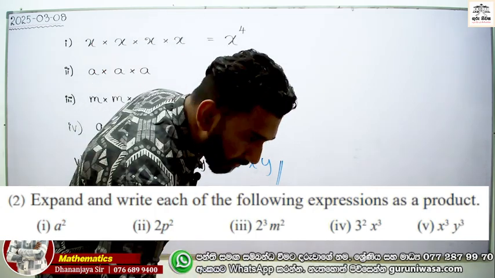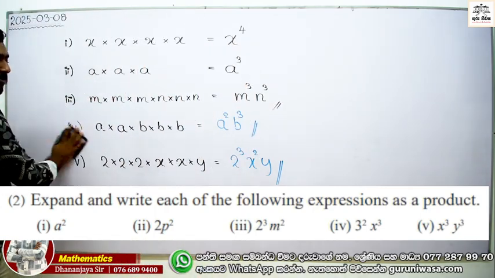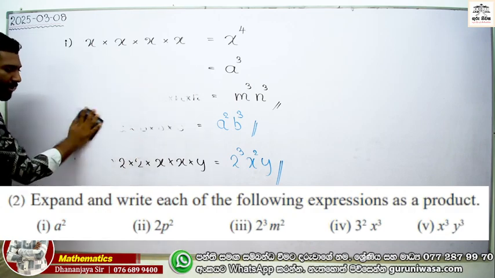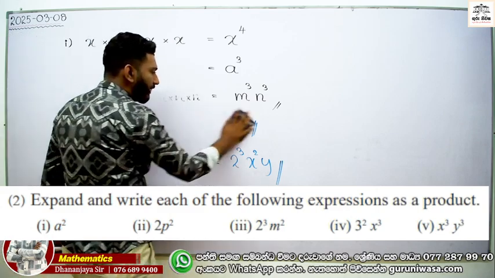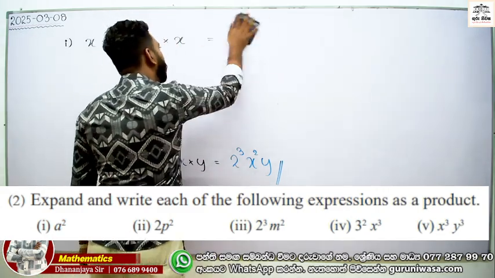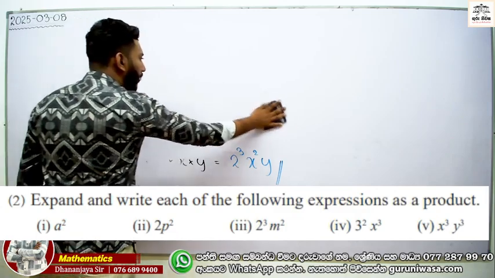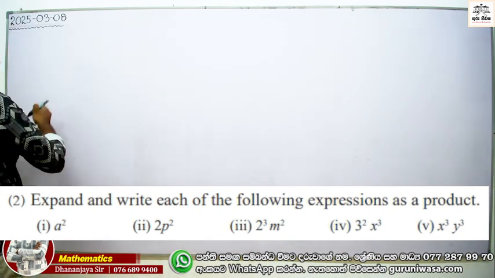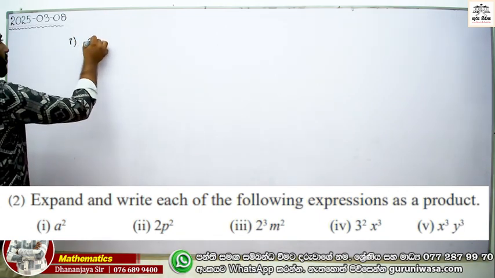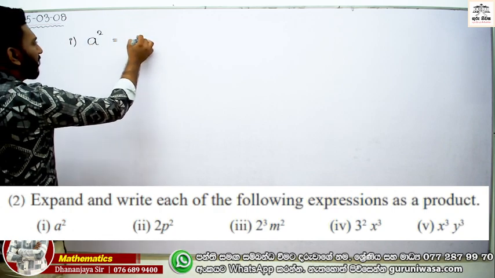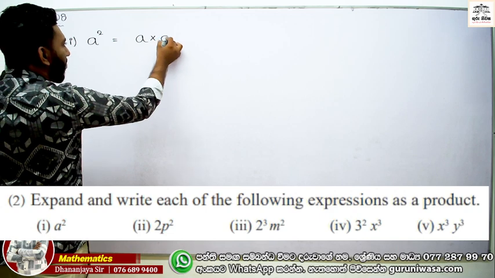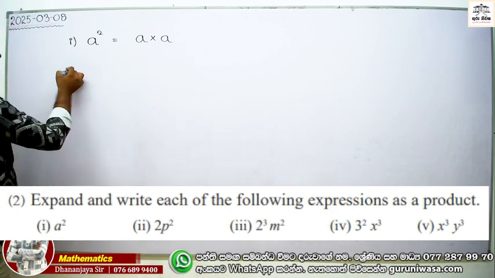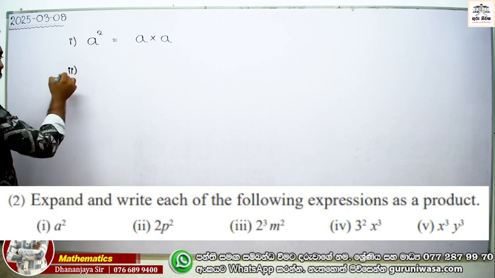Now look at example number 1. Expand and write each of the following expressions as a product, right? Now, what is question number 1? Question number 1 is a to the power of 2. And how do we write it? a multiplied by a. This one is very easy. It's like expanding, right?